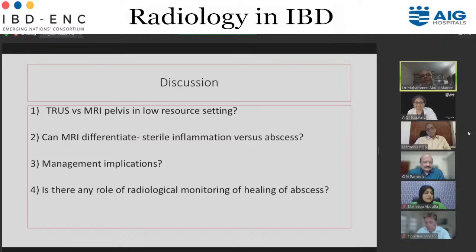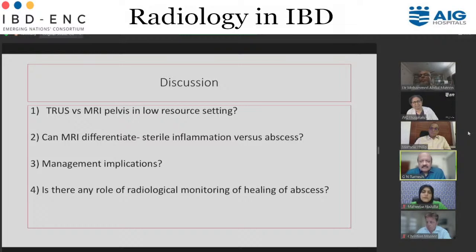For transperineal, I would be happy to use our routine abdominal convex transducer to see, since it has more depth, so we can localize the abscess, and definitely it will help in following up of the disease with the treatment. Thank you. It all depends how much inflammation is there.